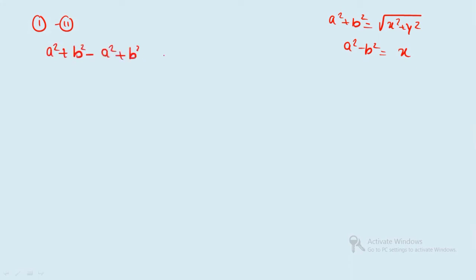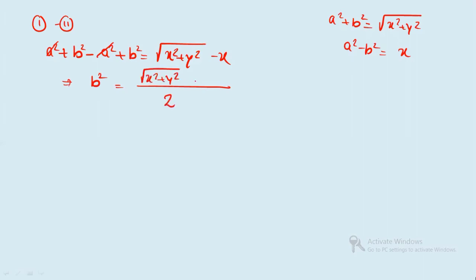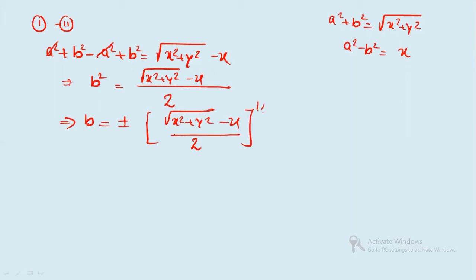This will become plus b square. And this side you are having x square plus y square minus x. So this time a square and a square will get cancelled. This will give you 2b square, right? So b square is equal to, this side you will have 2, this is x square plus y square minus x. So from here directly what you can write, b is equal to plus minus, and here you will have x square plus y square minus x divided by 2, whole to the power 1 by 2.